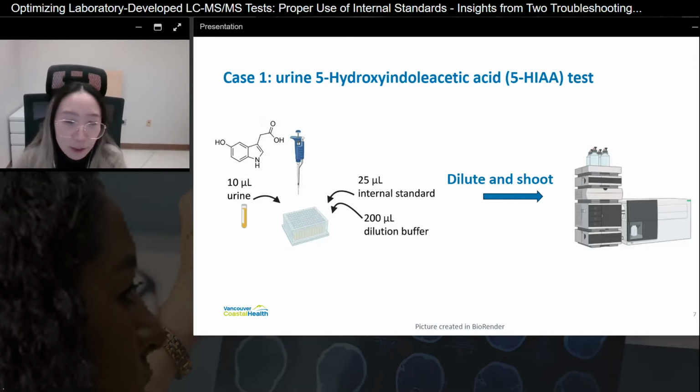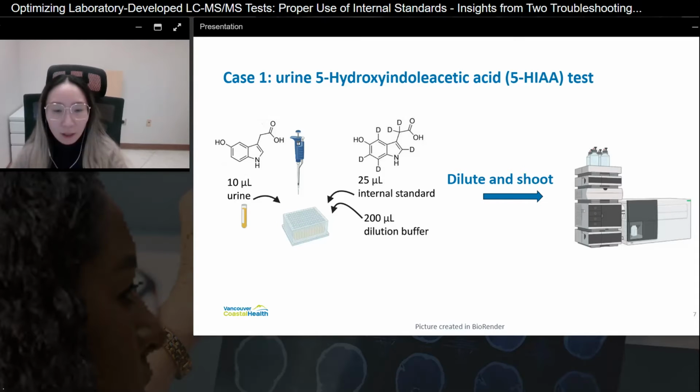So 10 microliter of urine is diluted with 200 microliter of dilution buffer, and we add 25 microliter of internal standard, mix, and inject to LCMS. The LC condition is a very typical C18 column on a UHPLC with a 0.5 ml per minute methanol water gradient condition, also very typical, and then to inject it to a triple quad mass spec.